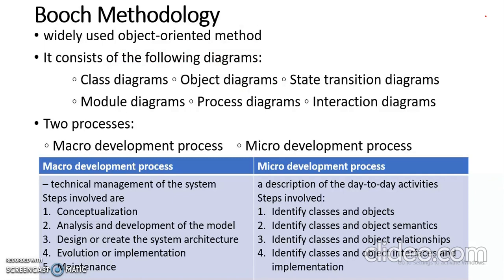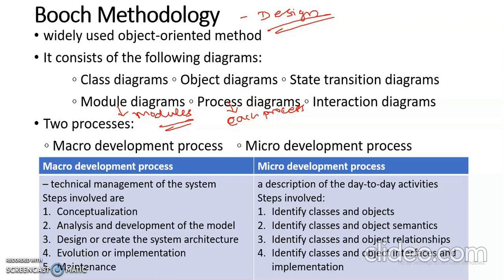Then the Booch methodology. It is a mainly used object-oriented method because it covers all the diagrams, since the main objective is designing. It contains most of the diagrams: class diagram, object diagram, state transition diagram, and module diagram, which represents the number of modules in a project. For each process we have separate diagrams, known as process diagrams. And the interaction diagram consists of sequence diagram, collaboration diagram, everything.